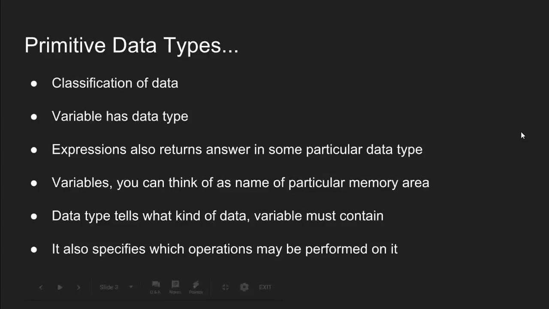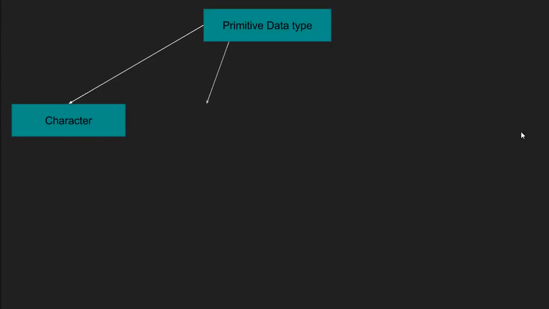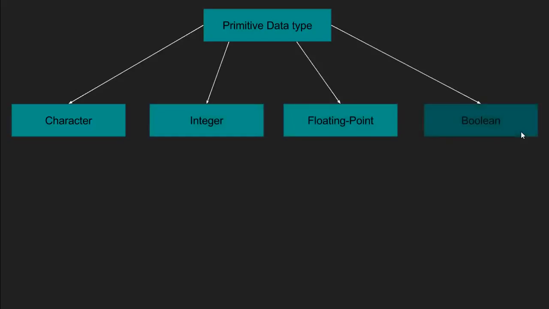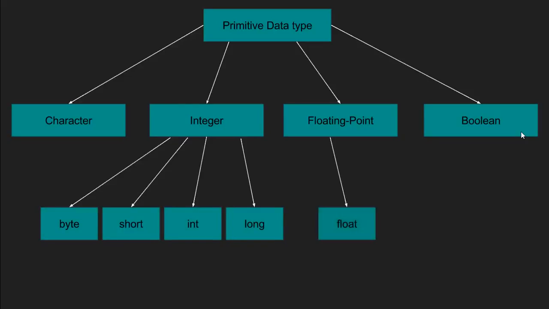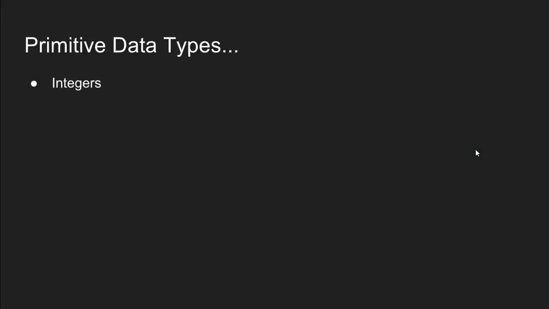Now let us see the classification of primitive data types. Primitive data types are divided into four parts. First is character, second is integer, third is floating point, and fourth is boolean. Again, integers are divided into four parts. First is byte, second is short, third is integer, and fourth is long. Floating points are divided into two parts. First is float and second is double. Now let's jump into integer first. Integers are used to represent numerical values.